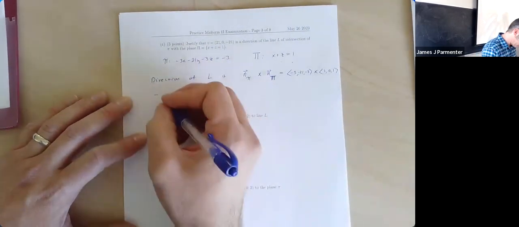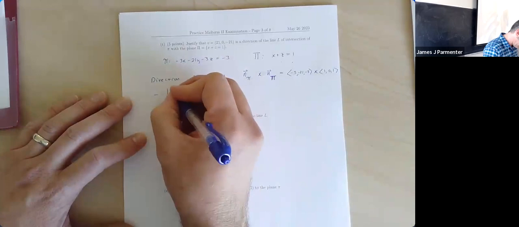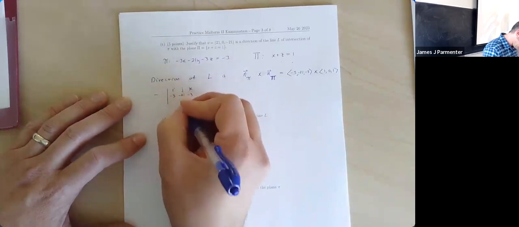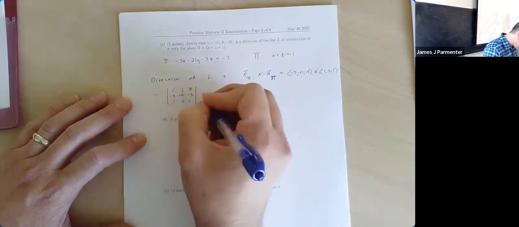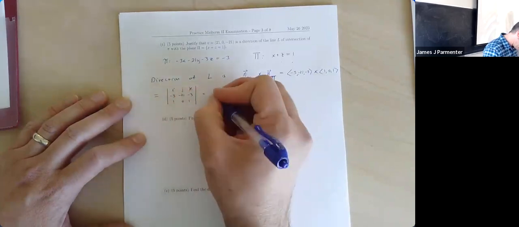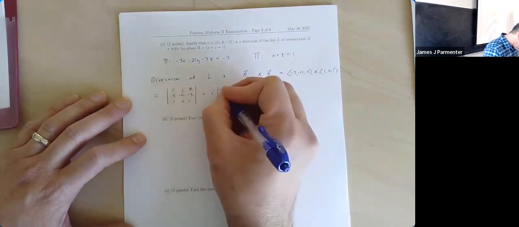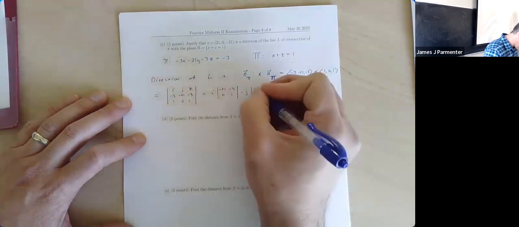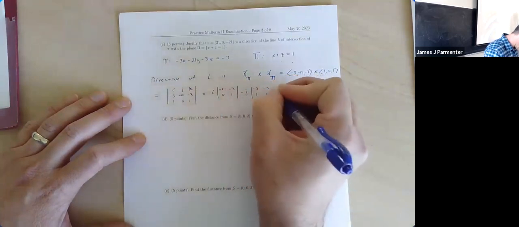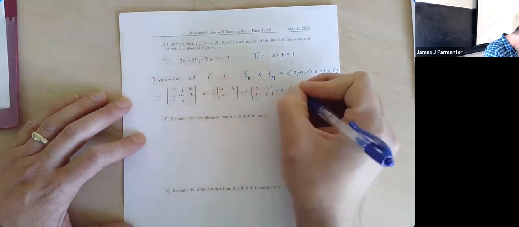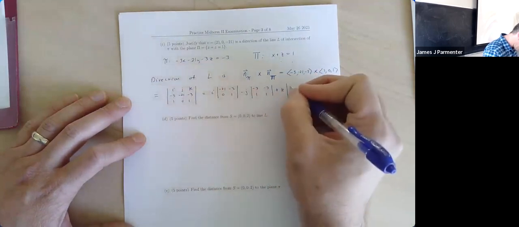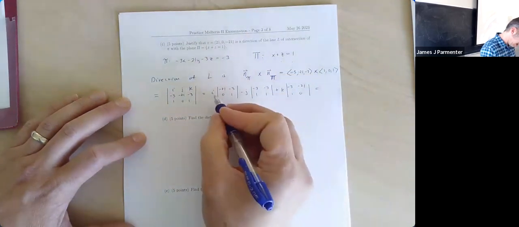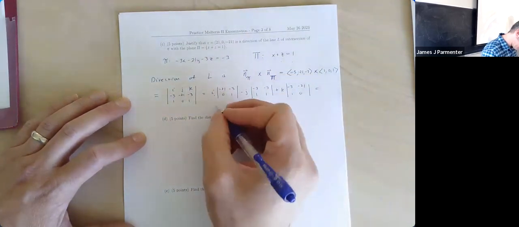And then crossing those vectors together, well, again, it's another determinant. We got i, j, k, negative 3, negative 21, negative 3, 1, 0, 1. So that's going to equal i times the determinant of negative 21, negative 3, 0, 1, minus j times the determinant of negative 3, 1, 1, plus k times the determinant of negative 3, negative 21, 1, 0.